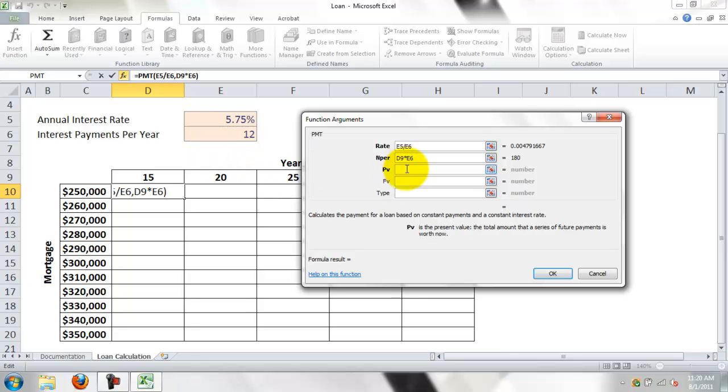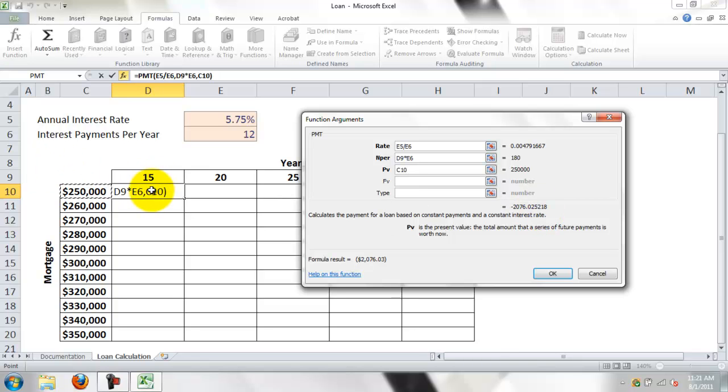My PV argument, PV is the present value, the total amount that a series of future payments is worth now. When we're working with a loan function, that's just the current amount of the loan right now. So currently I'm working in this cell right here. It's a 15-year mortgage at $250,000. So I'm just going to click on the cell that contains $250,000. At the bottom it calculates what my mortgage will be right now in the cell that I'm working in. So that's kind of a nice feature.